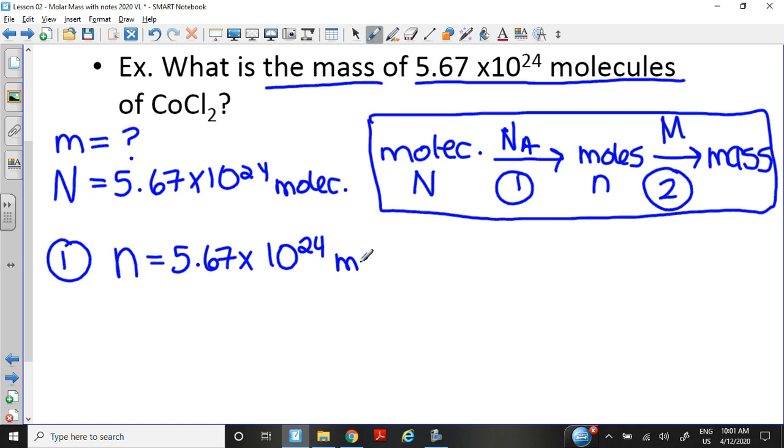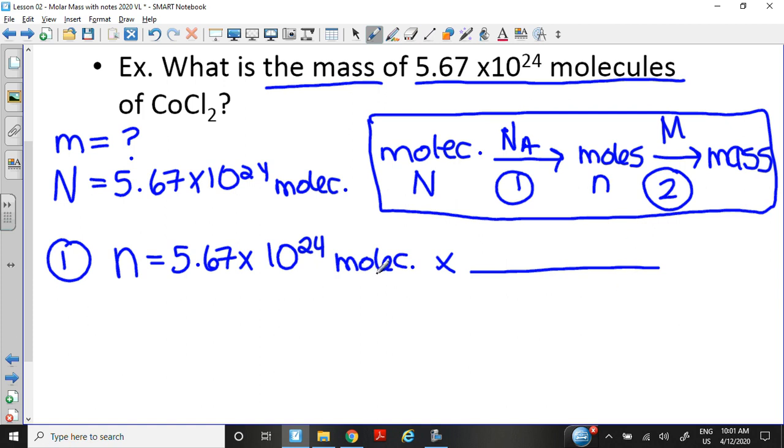And our units are molecules. And just like everything we've been doing, we're going to multiply it by a relationship. So, looking at our guide here, our relationship is Avogadro's number, 6.02 times 10 to the 23 molecules per mole. So I have molecules and moles for my units here.